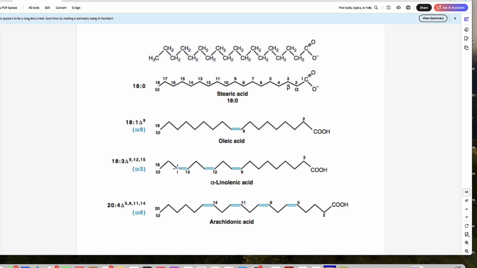It is 3 carbons away from where the first double bond appears. Then you have arachidonic acid, 20, right? 1, 2, 3, 4, 5, 6. So it's omega 6 because it is 6 carbons away from where the first double bond appears.